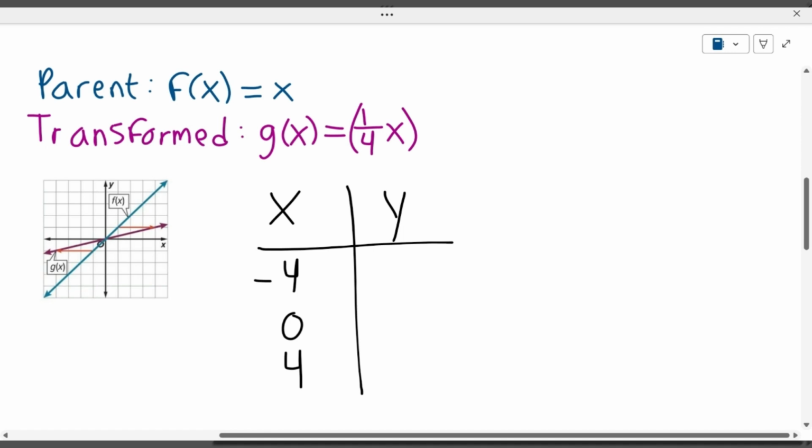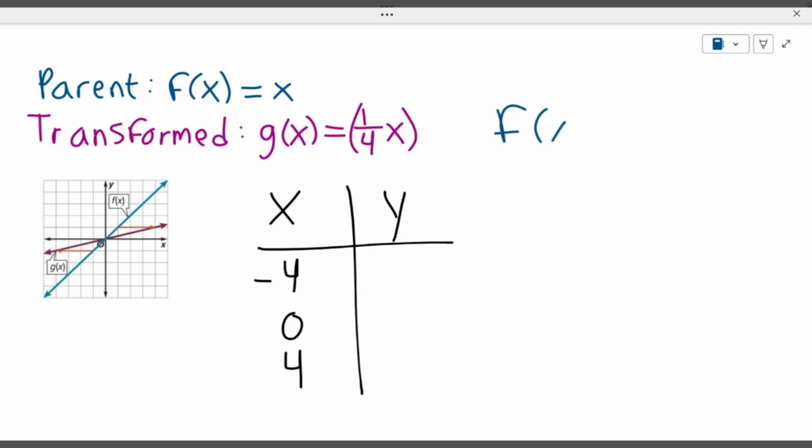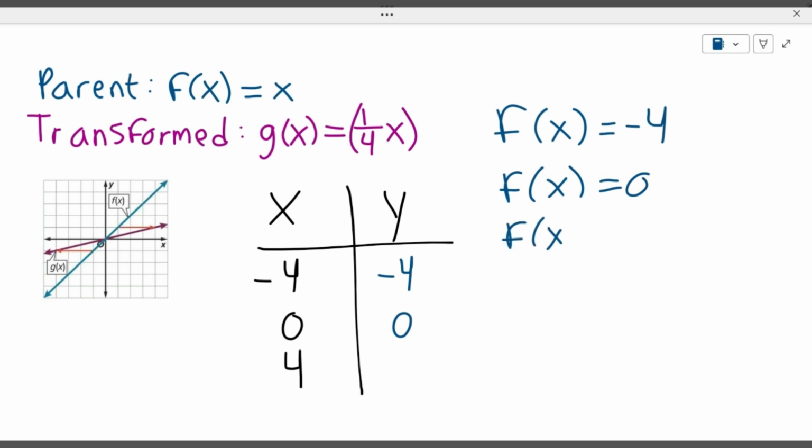So when I plug in -4 for my x value, f of x, I get back that y is equal to -4. If I plug in 0 for my x, I get that my y, or my f of x, is equal to 0. And finally, if I plug in +4 for my x, I get that y, or f of x, is equal to 4.